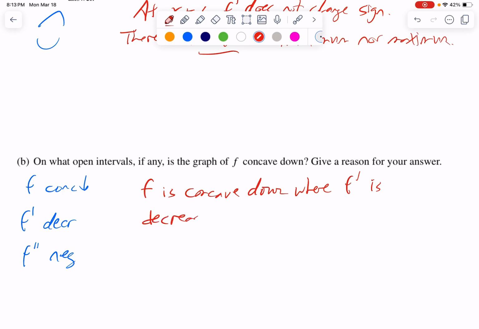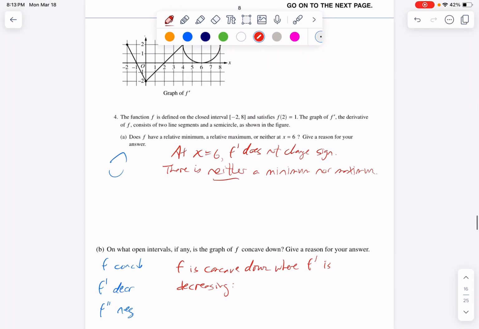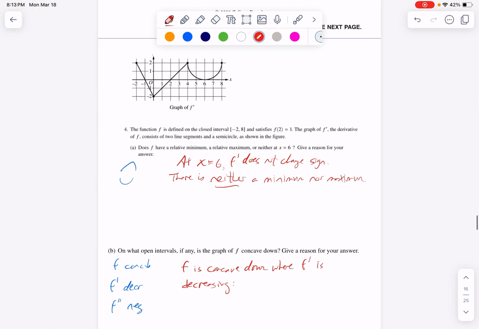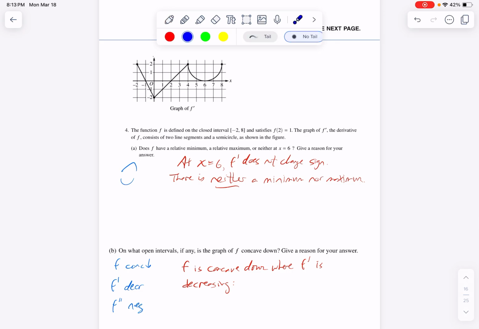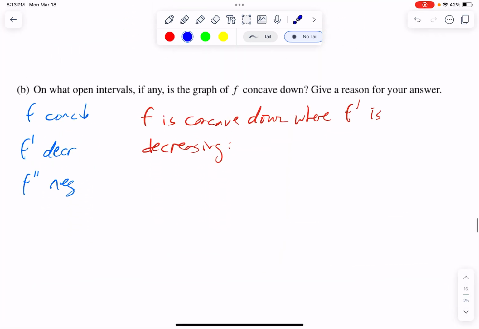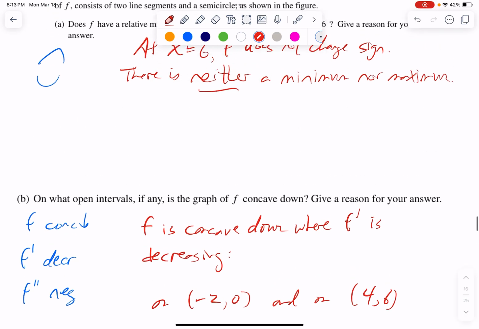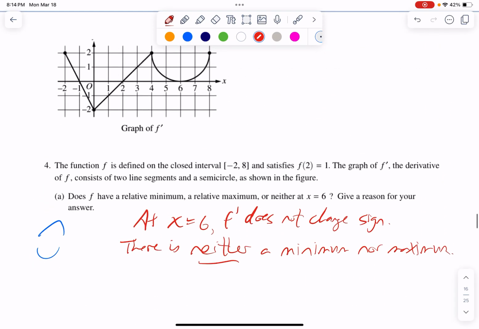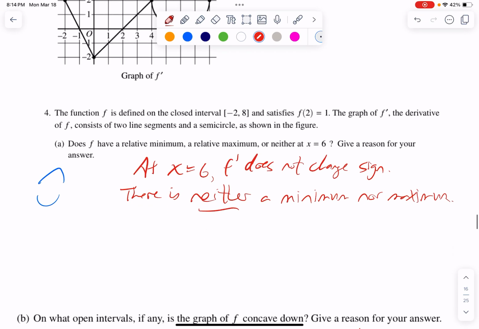I'm actually giving the reason before my answer. And now let me just go looking for it. Where is f prime decreasing? On the interval from -2 to 0, and on the interval from 4 to 6. We just give the x coordinates. Let's just double check that. That looks good.